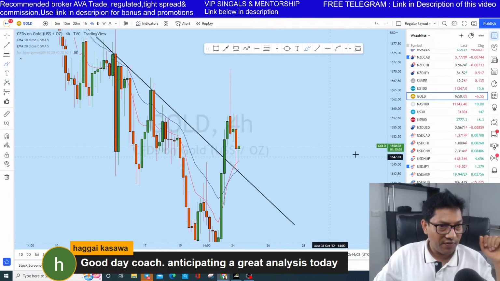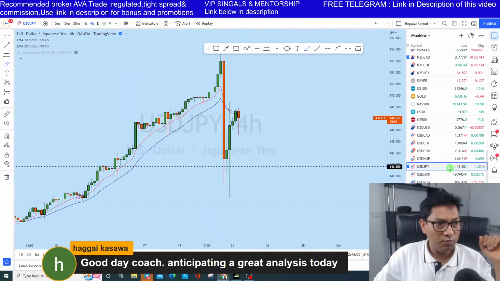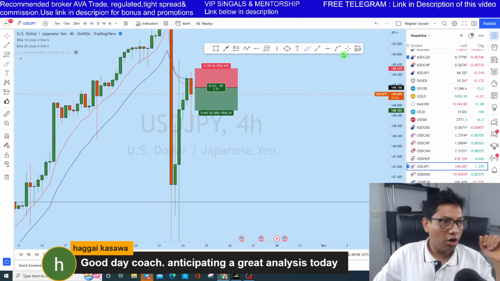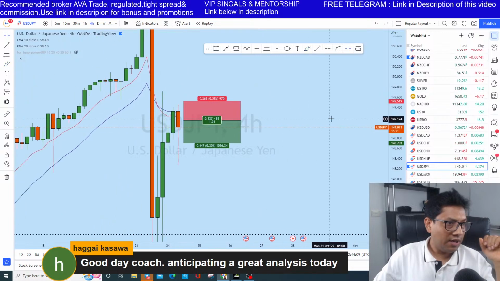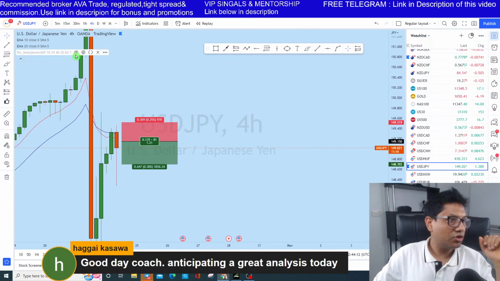I think there will be another spike and then we could see a movement, but I'm really passionate about dollar yen. Let's see, dollar yen is satisfying some of our strategy rules.